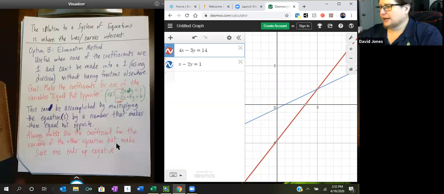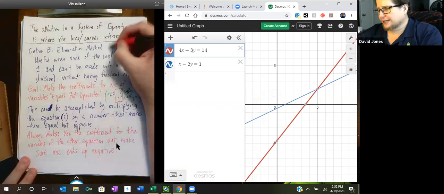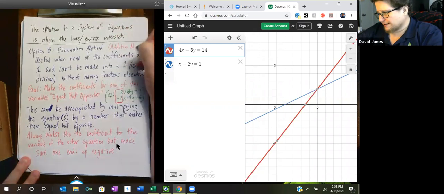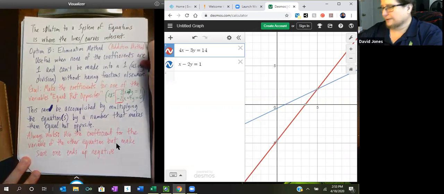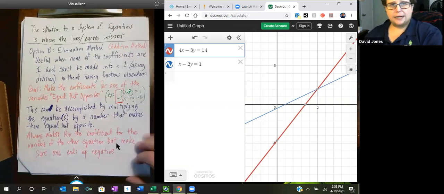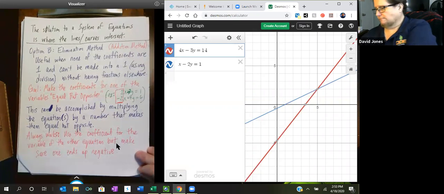Another name that you'll see for this method is called the addition method, and so it's referenced by several things. You'll see why when we do our example. You ready for one? Okay.